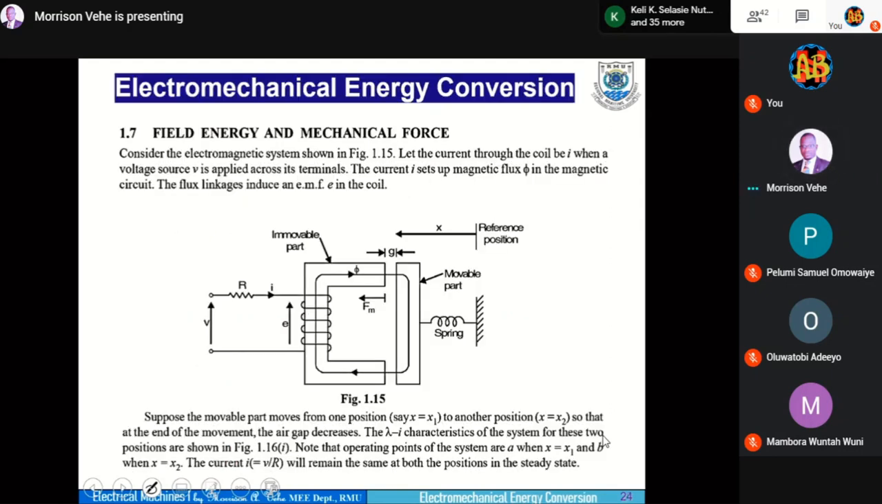What else to look at? Another thing: field energy and then mechanical force. Also another discussion of interest, based on what we are looking at. A moment, please.